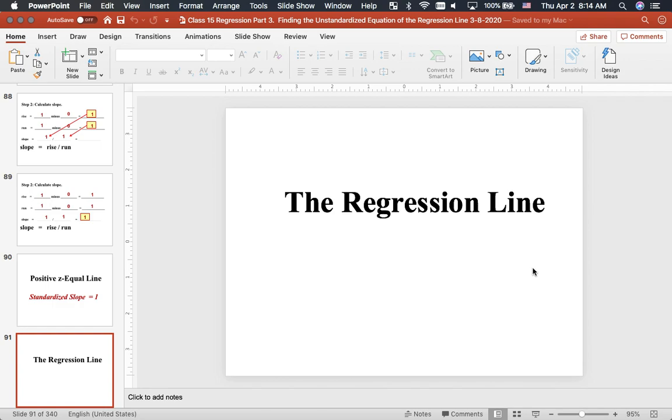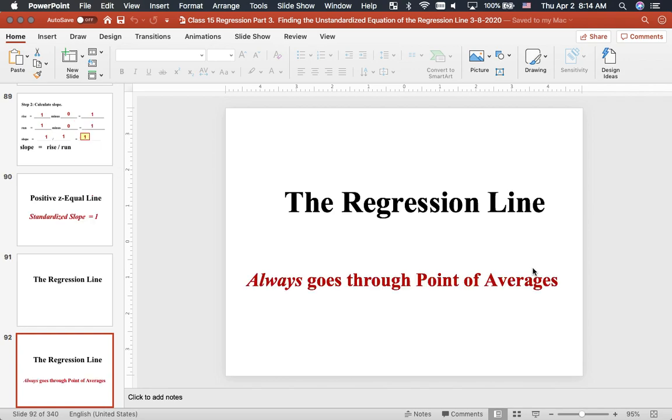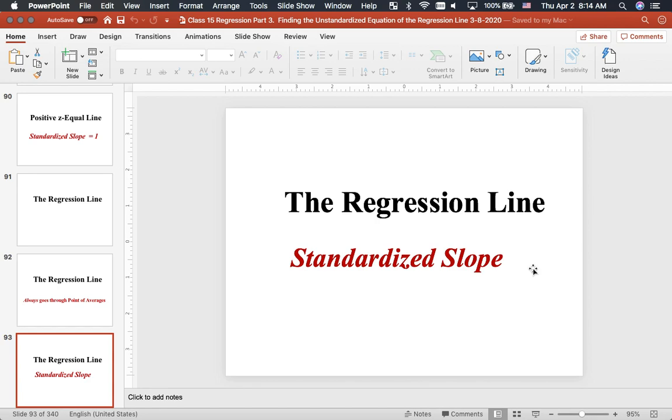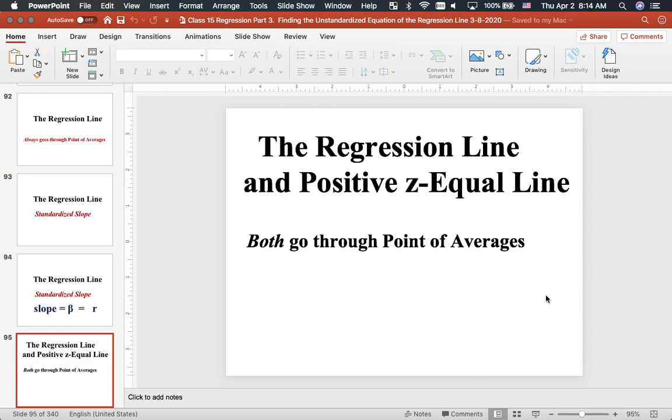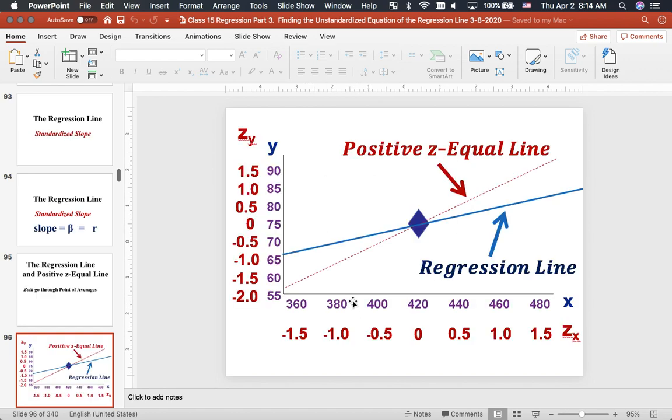So let's look at the regression line. It always also goes through the point of averages. Let's look at the standardized slope right here. We know the standardized slope is beta, or the correlation coefficient. So both the regression line and the positive z equals line go through the point of averages. You can see right here we have the positive z equals line plotted in a nice little red dotted line, and then we have the regression line in blue. You can see that they both intersect at the point of averages right here at 0, 0, or 420, 75.